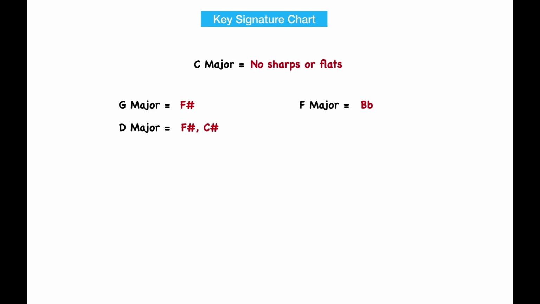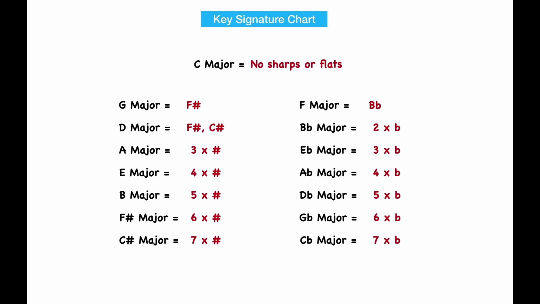But if you were to carry on, there are actually 15 keys in music that you will eventually need to learn. There are 7 sharp keys, 7 flat keys, and of course your C major key that has no sharps or flats. So the G major, 1 sharp, the D major has 2 sharps, the A major has 3 sharps, the E major has 4 sharps, the B major has 5 sharps, the F sharp major has 6 sharps, and the C sharp major has 7 sharps.